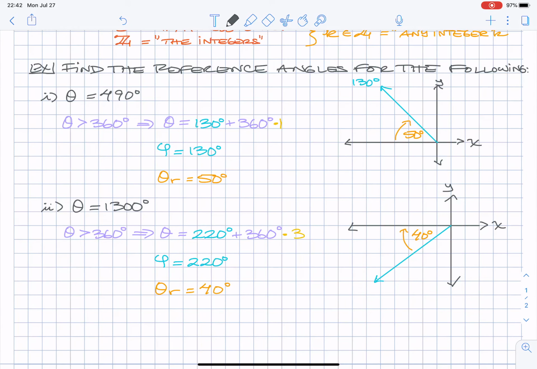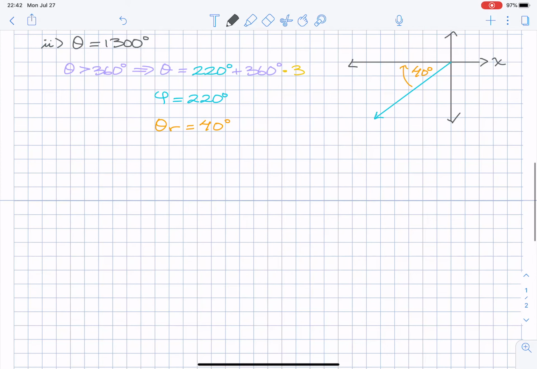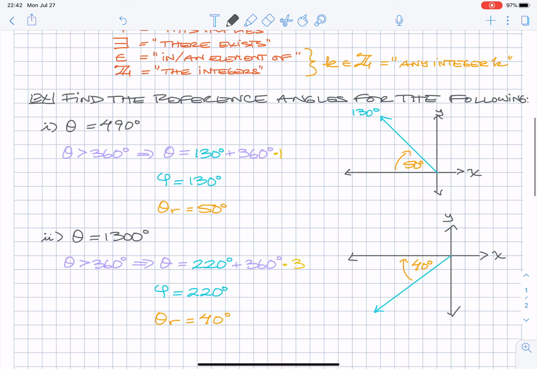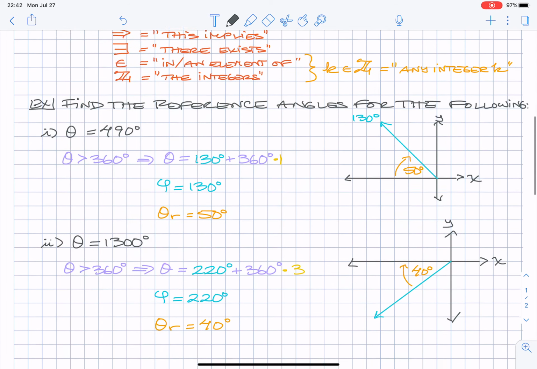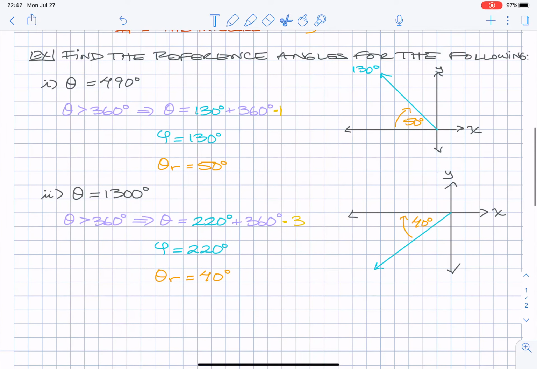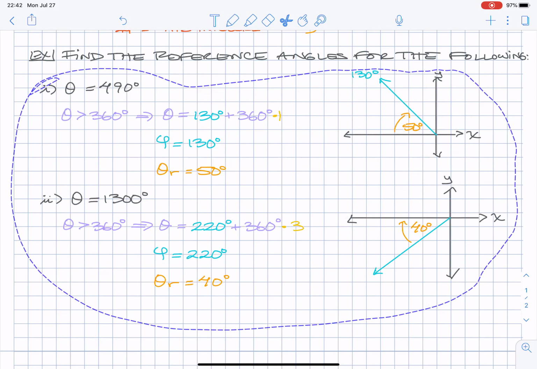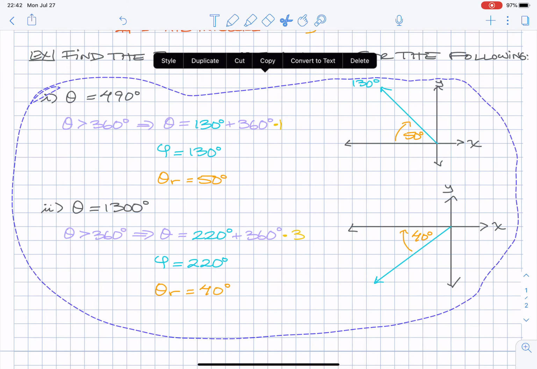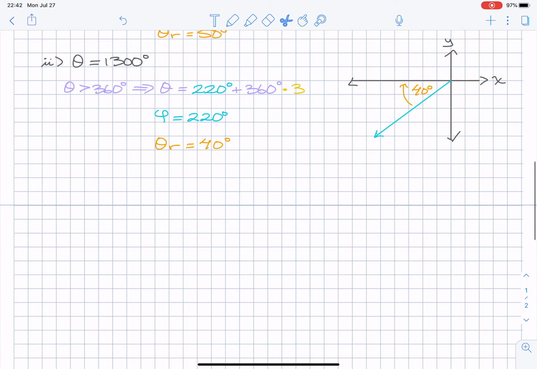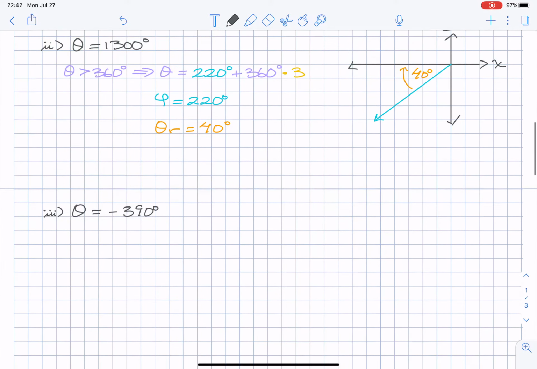Okay, let's do another one. Hopefully this is making sense so far. My spacing was pretty bad for this, so maybe I can bring these problems down just a bit so it's not so cramped up here. Does that look a bit better? Okay, so now number 3. Let's have theta be negative 390, something like that.